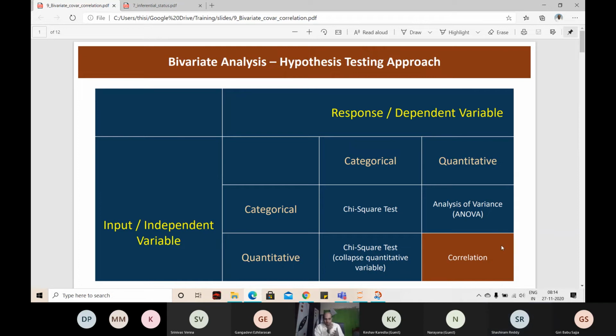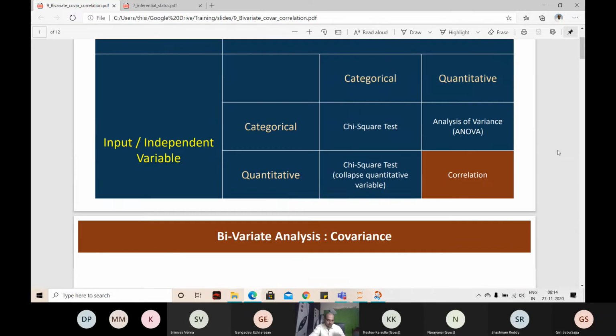When you are doing bivariate analysis between numerical and numerical, we use correlation. If it is categorical and categorical, we use chi-square. When you do categorical and quantitative, we say it is ANOVA. There are different approaches and different things there. Got it?